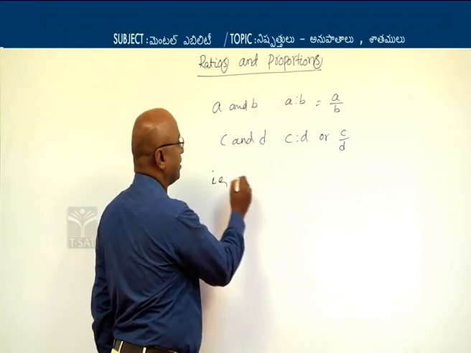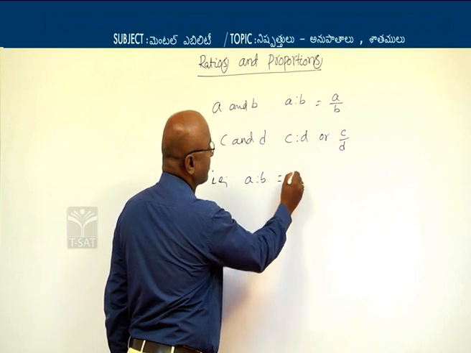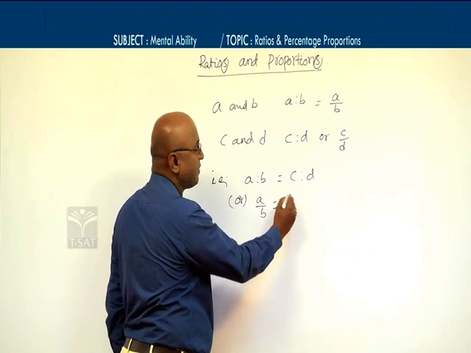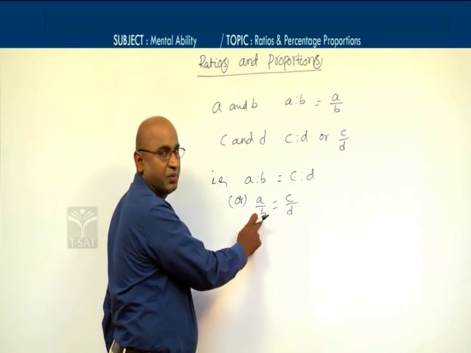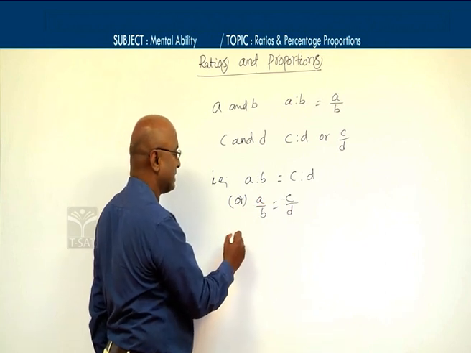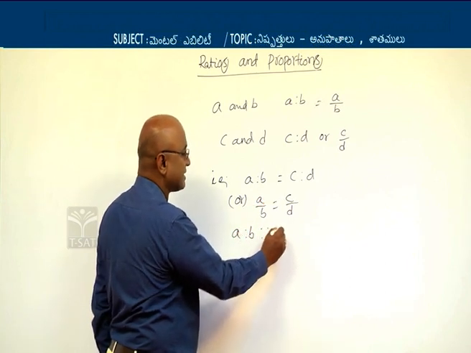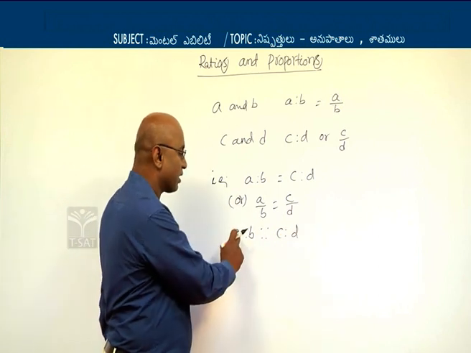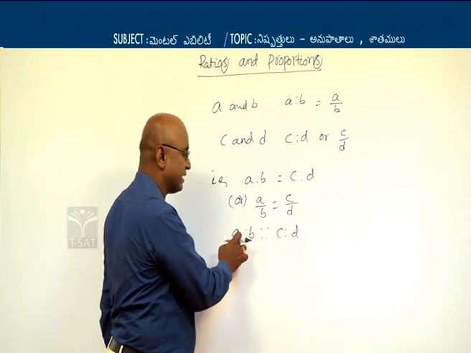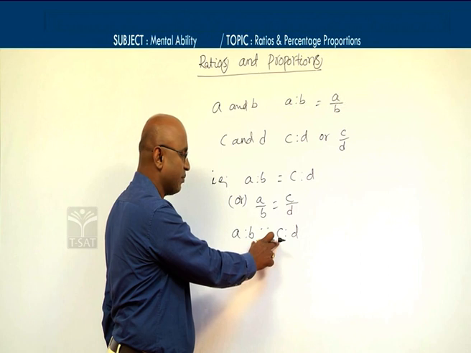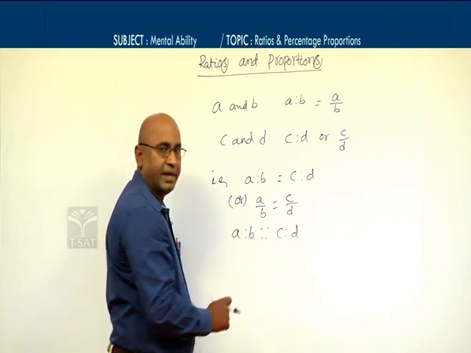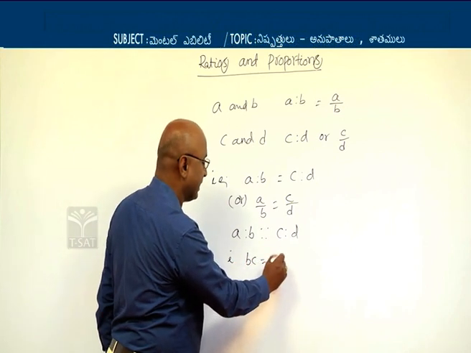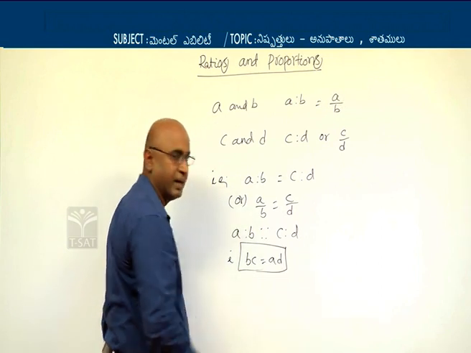If two ratios are equal, they are said to be in proportion. That is, A is to B is equal to C is to D, or A by B is equal to C by D, then they are said to be in proportion. The proportion can be written as A is to B as C is to D. When two ratios are in proportion, the product of means is equal to the product of extremes. Here B and C are known as the means and A and D are known as the extremes. That is BC equal to AD. It is the main important formula to remember.